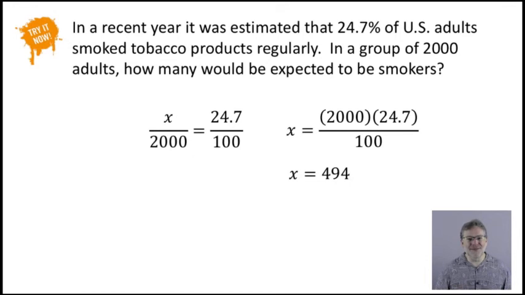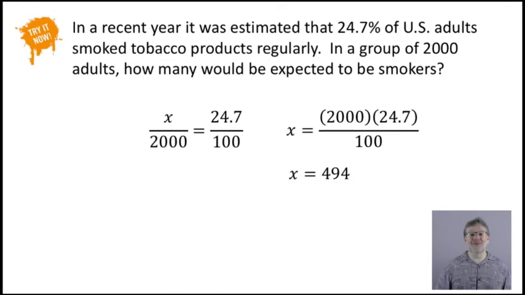Does that seem reasonable? Well, 24.7% is about a quarter or so, and out of 2,000 students, you'd expect that to be about 500 people. 500, 1,000, 1,500, 2,000. That's stepping by quarters of 2,000 there. So the fact that we got 494 makes a lot of sense.